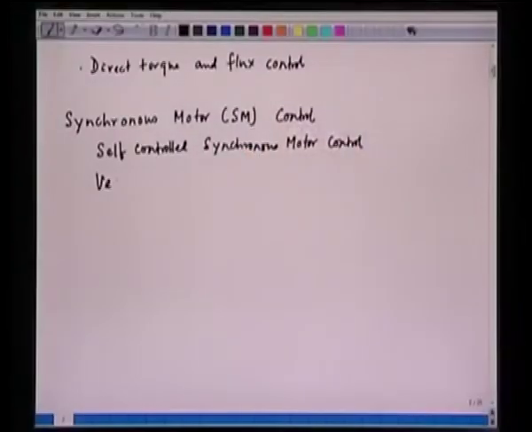Now, we will have some advanced feature in this. A self-controlled synchronous motor can also be a vector controlled synchronous motor, where the control aims at high transient torque and speed response, just like a DC machine. So, we will be discussing vector control of synchronous motor after we have finished self-controlled synchronous motor.